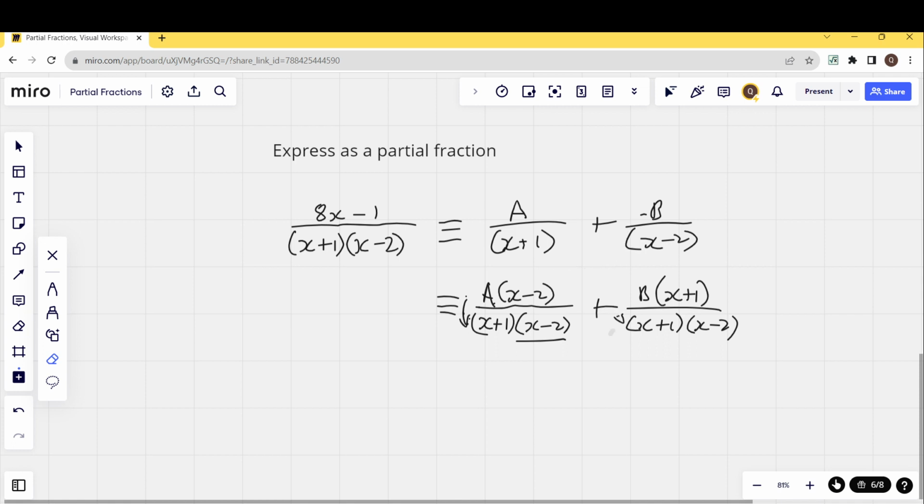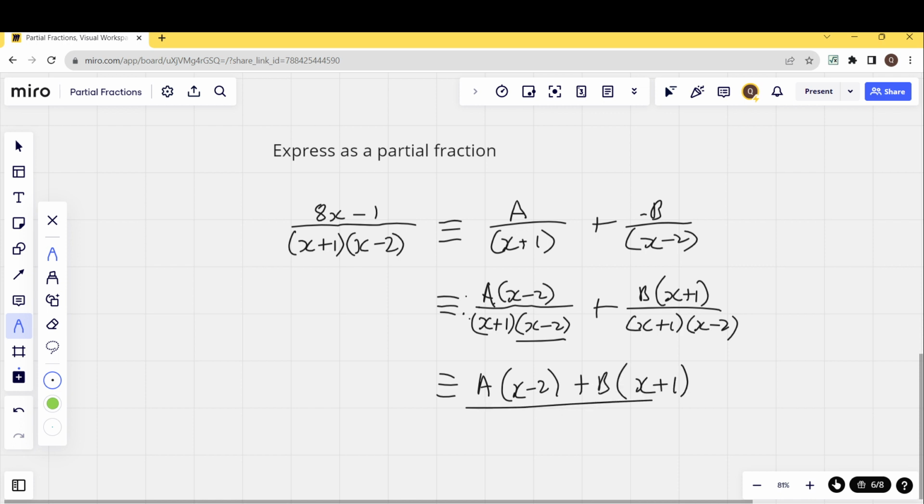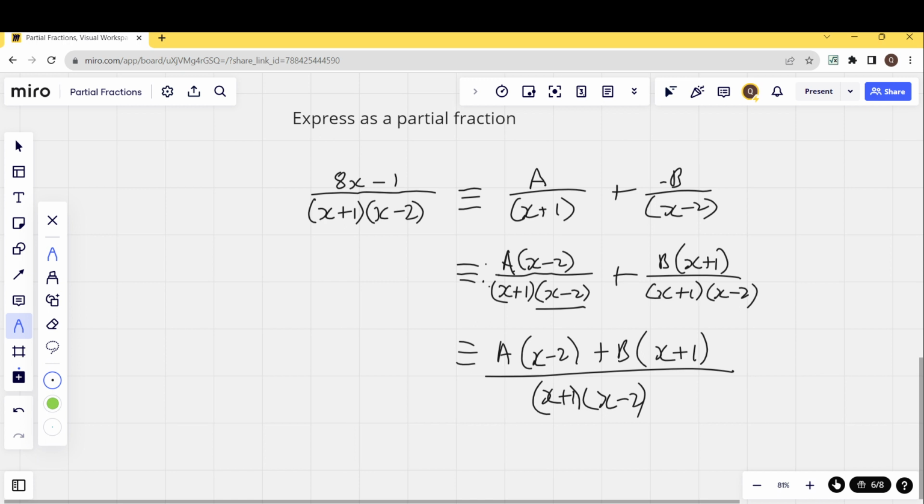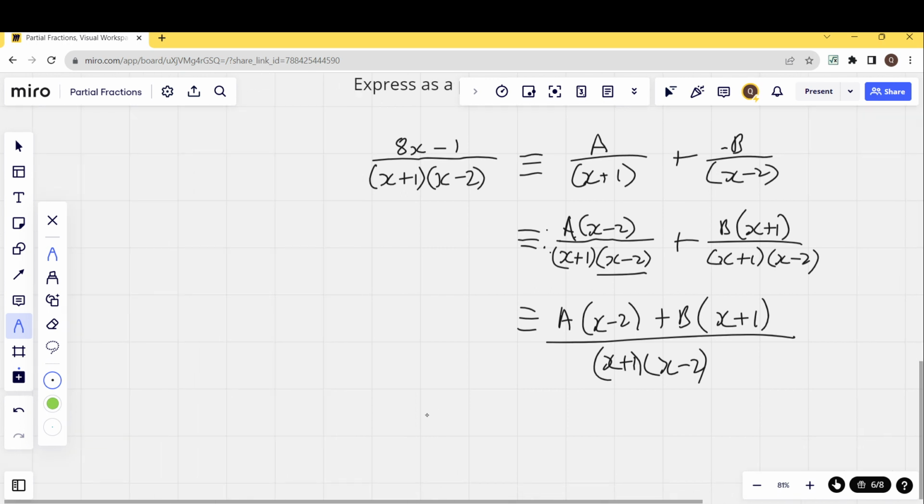Okay, and now that we've made the common denominators, we can combine them together. So we'd have a(x minus 2) plus b(x plus 1) all over our common denominator (x plus 1)(x minus 2). So it's looking quite similar to our original fraction, the only difference being the numerator. So we can just compare the numerators, because the denominator is exactly the same, so the numerator must also be the same.